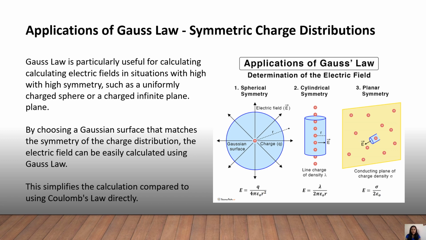The application of Gauss law here is the determination of the electric field. In spherical symmetry, we use the formula E is equal to Q divided by 4 pi epsilon naught r squared. In cylindrical symmetry, we use E is equal to lambda divided by 2 pi epsilon naught r. And in planar symmetry, we use E is equal to sigma divided by 2 epsilon naught.